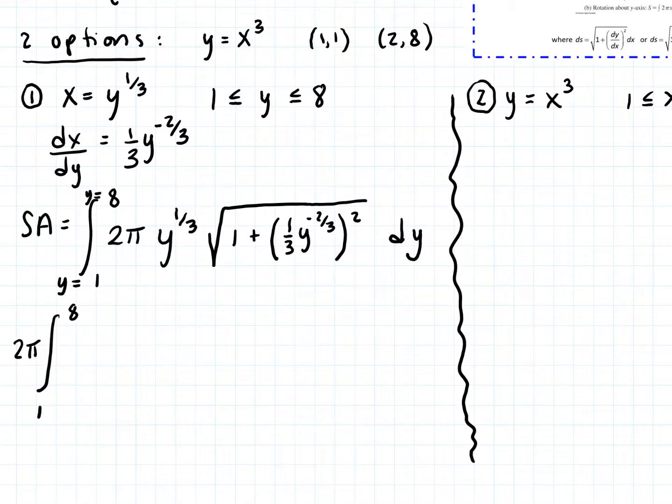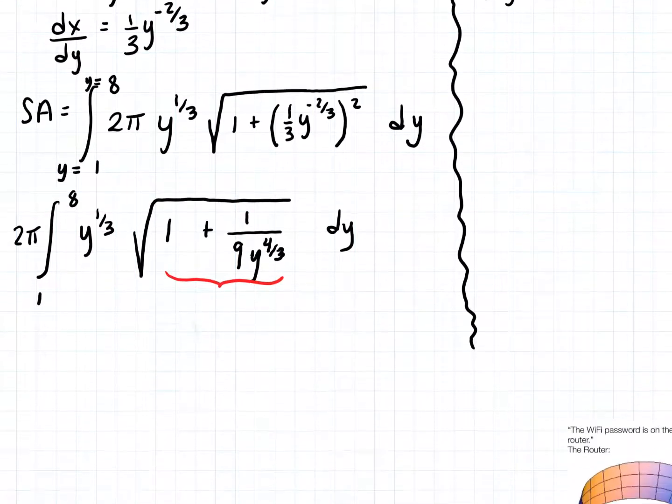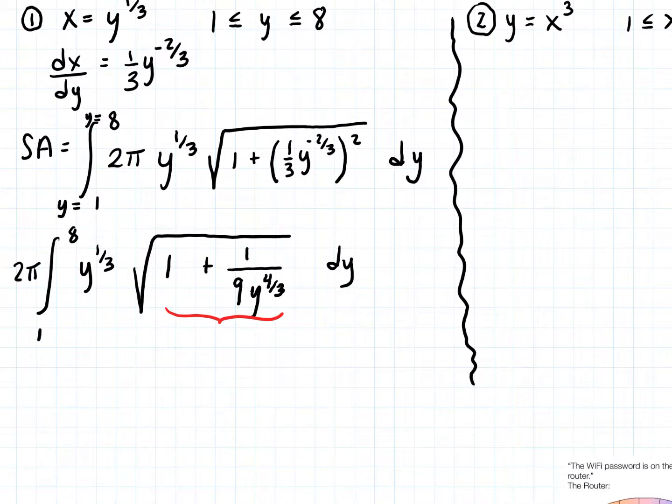Put the 2 pi on the outside of the integral, y to the 1/3, and this is going to be actually the square root of 1 plus. I'm going to write that as 1 over, I'm going to square it. It'll become 1/9 when I square it. It'll also become y to the negative 2/3 squared, which becomes negative 4/3. So when I drop it down, y to the 4/3 dy. And then I'm going to find a common denominator. So just coming in here, I'm going to add those two fractions, just keeping up with the simplification here. So I'm going to add those two fractions.